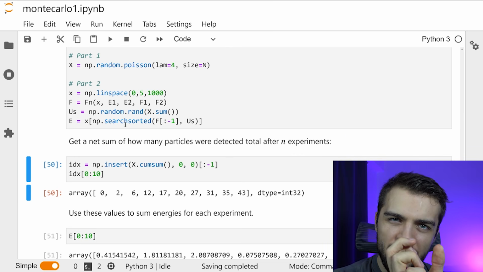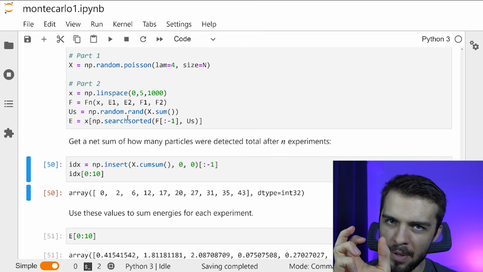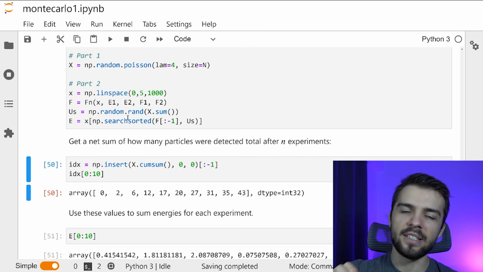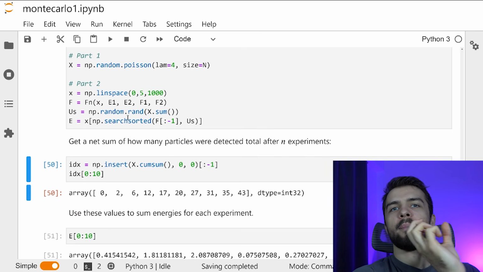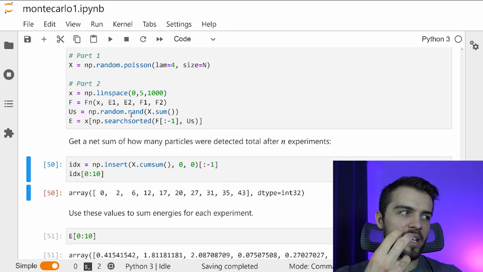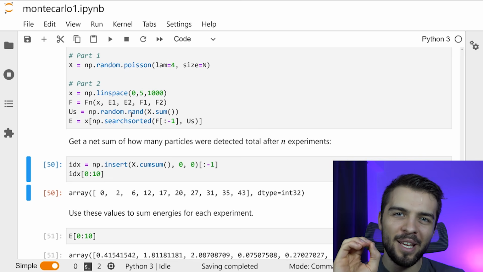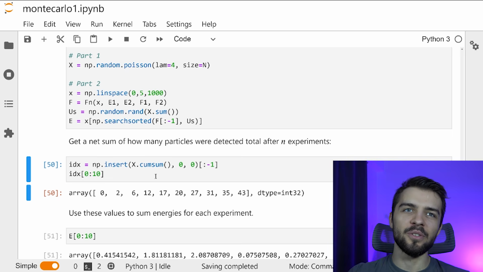And so now for each experiment, remember the first experiment, maybe there were 2 detected, the next one maybe 3 detected, then maybe 5 detected. We need to determine how much energy there was in each one of those experiments. There are lots of different ways that you can loop over things and add up the energies, but I'm going to give you a kind of clever way for how to do this.